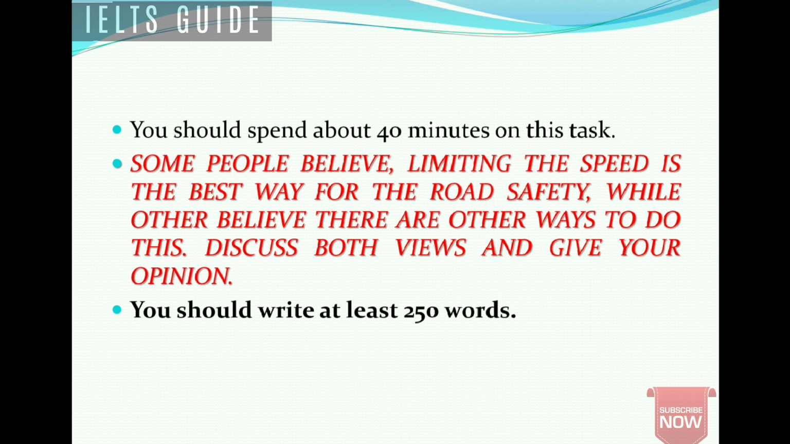Okay, so some people believe limiting the speed is the best way for the road safety. So they are talking about the road safety, and some group of people think that limiting the speed means nowadays the drivers drive the vehicles at very high speed, and that is the major cause of the road accidents, right? Fatal accidents, death causing accidents, right? So the best way for the road safety is limiting the speed, while there is another group of people who believe that rather than limiting the speed, other measures should be required, right?